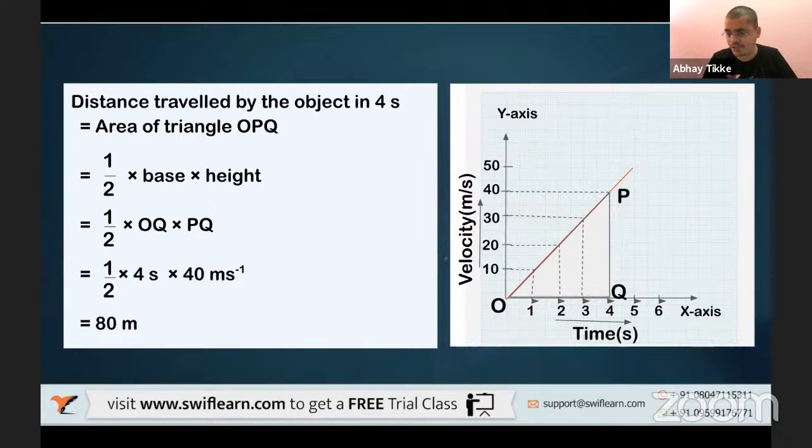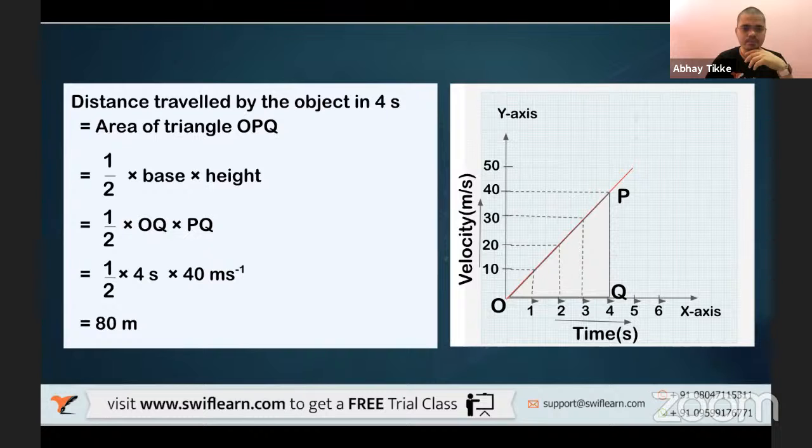OQ, what is the distance or the measure? That is in time, 4, right? And PQ distance is how much? That is 40. So 4 into 40 into half, कितना आएगा? 80 meter. Yes, that is distance traveled. तो दो चीजें याद रखो. वेलोसिटी टाइम ग्राफ का अगर आप एरिया निकालेंगे तो क्या मिलेगा आपको? डिस्टेंस मिलेगा. और वेलोसिटी टाइम ग्राफ का अगर स्लोप निकालेंगे तो क्या मिलेगा आपको? एक्सेलरेशन मिलेगा. वेरी गुड. फाइन.